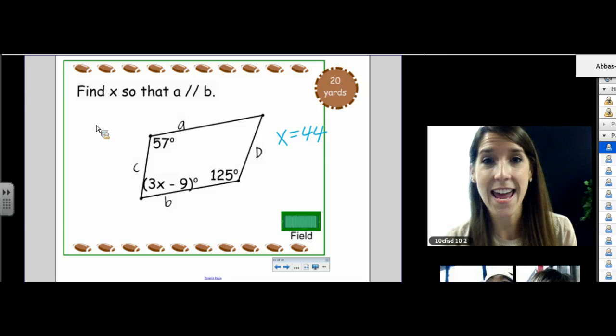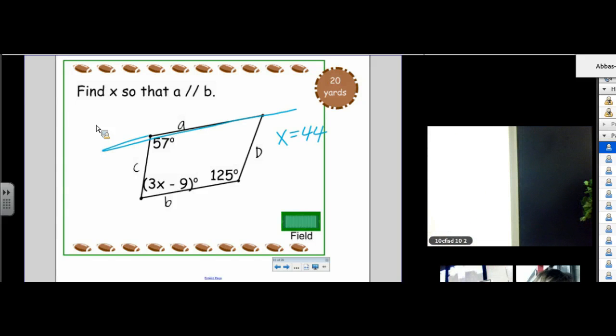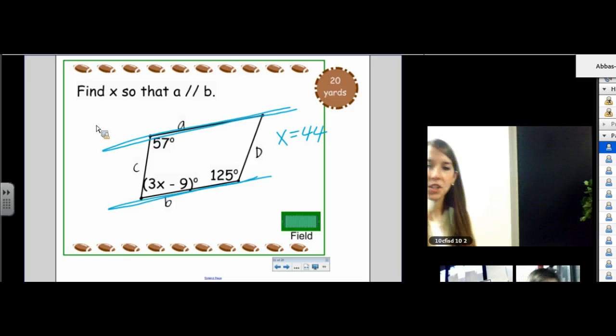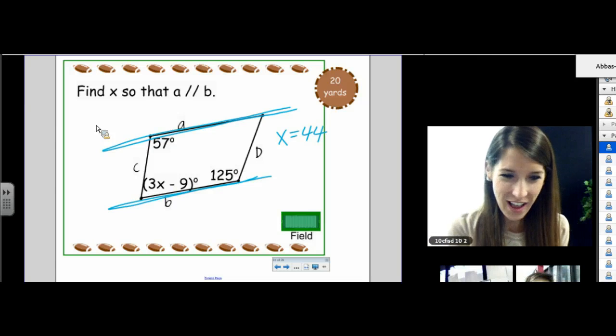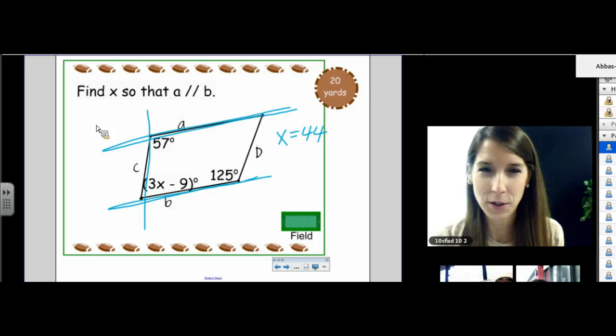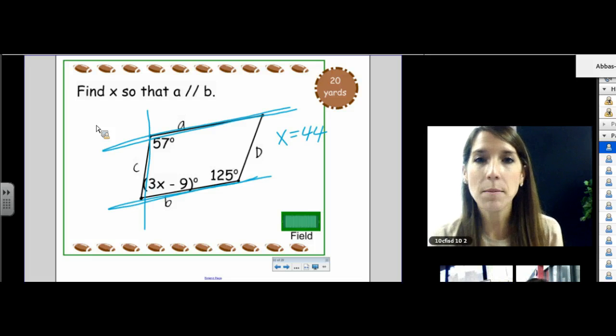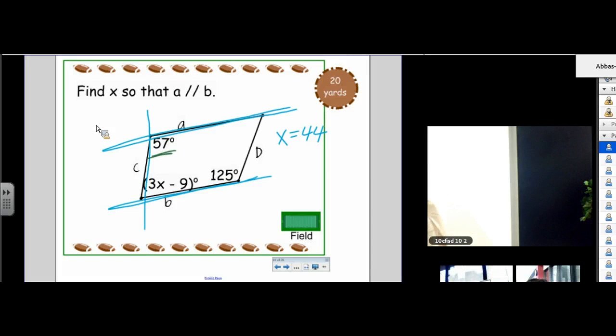We want A to be forced to be parallel to B. So I always extend my lines to see what's going on. Which line is the transversal that we need to focus on? Good catch. Which line is the transversal? Good, C. Now, if that's a transversal, then we know, this was what we learned on the converse day, if same side interior angles are supplementary, that forces the lines to be parallel. So we want this to be supplementary with this.